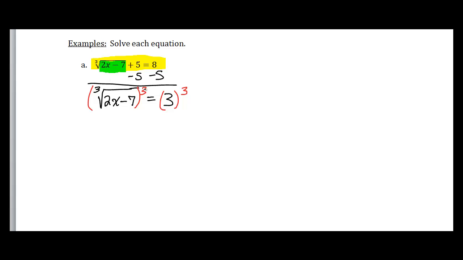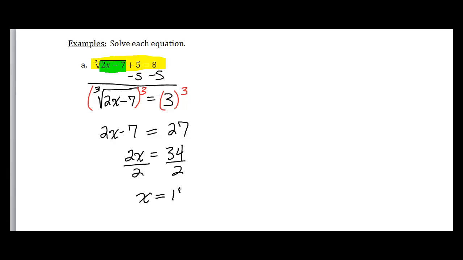The third power and that cube root cancel, and I'm left with just 2x minus 7, and 3 cubed is 27, right? To solve this for x, I will add 7 to both sides. When I add 7 to both sides, I get 34. Then I can divide both sides by 2, and I'll get that x equals 17. All right, so this is my possible solution.